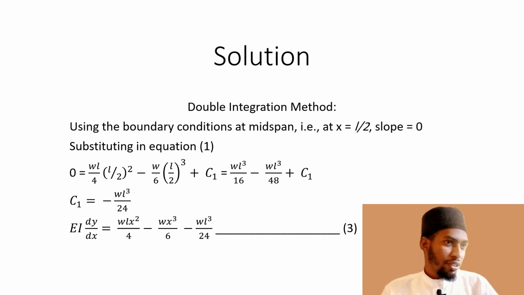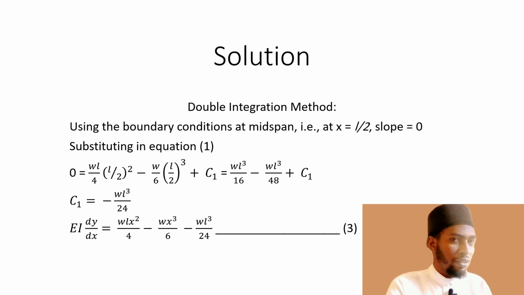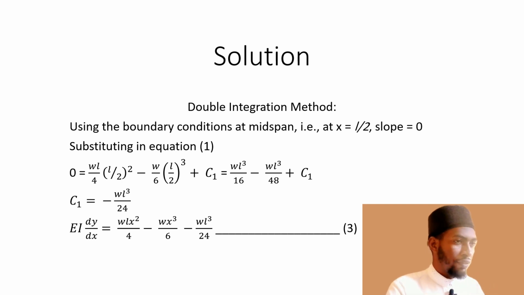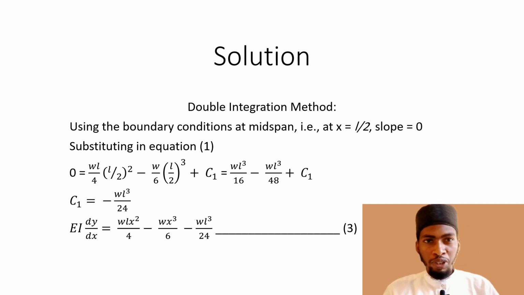So from here we can start using our boundary conditions. You know the boundary conditions. If you have a simply supported beam, at the support, definitely deflection is 0, but slope is there. At the midspan, deflection is maximum, while at the support, slope is 0. Okay, we don't have slope there.